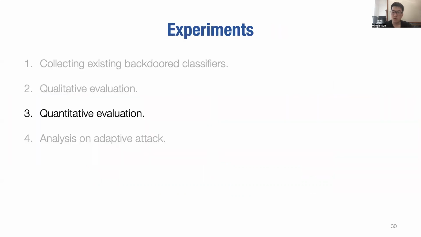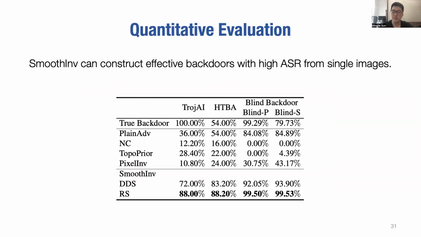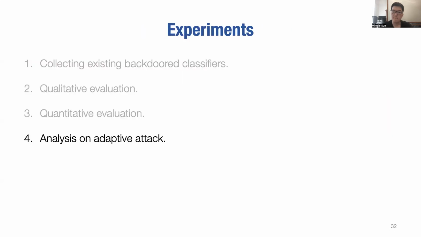For quantitative evaluation, we compare the effectiveness of the reverse-engineered backdoors of our approach against prior methods for backdoor inversion. For fair comparison, we evaluate all methods on the same setting of single image backdoor inversion. We find that compared to prior approaches, SmoothInv is able to synthesize effective backdoors with high attack success rates.